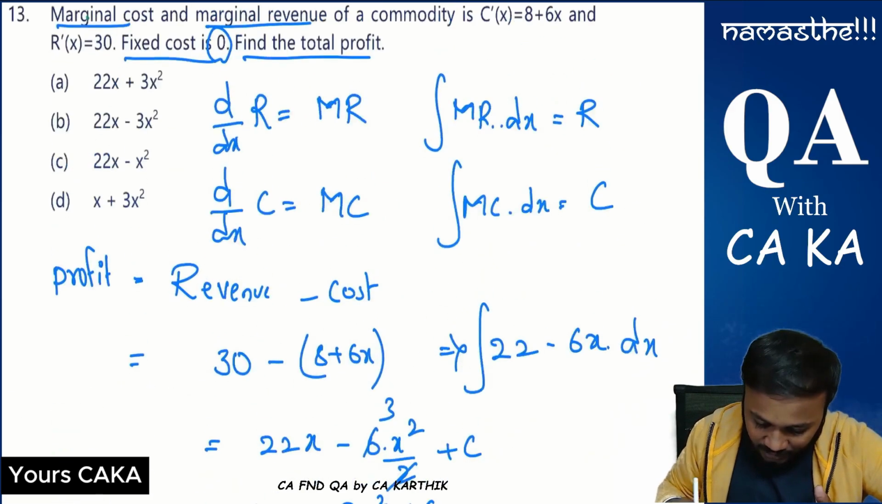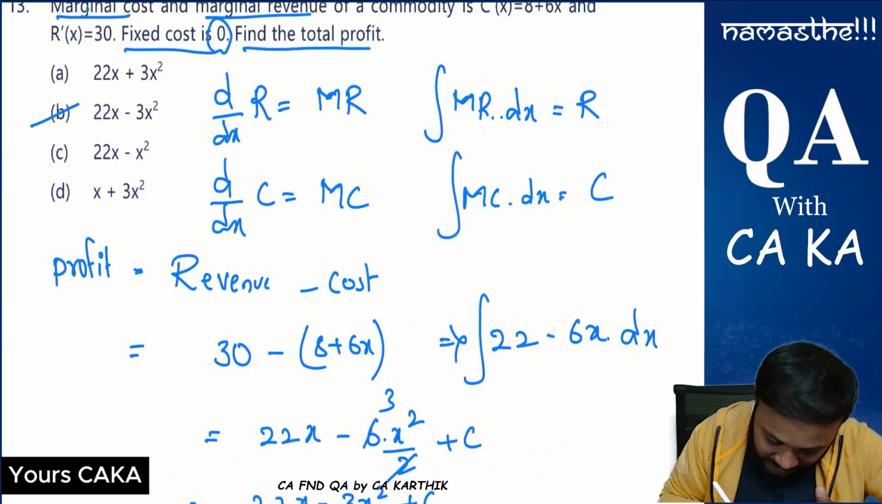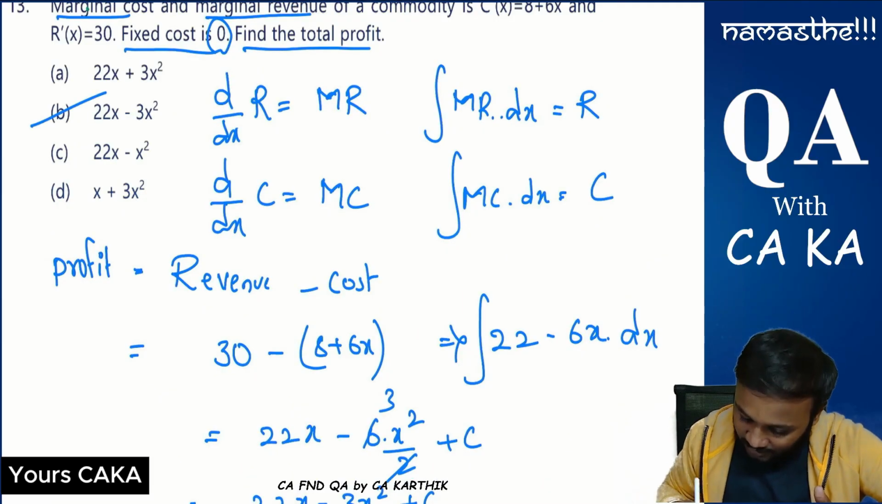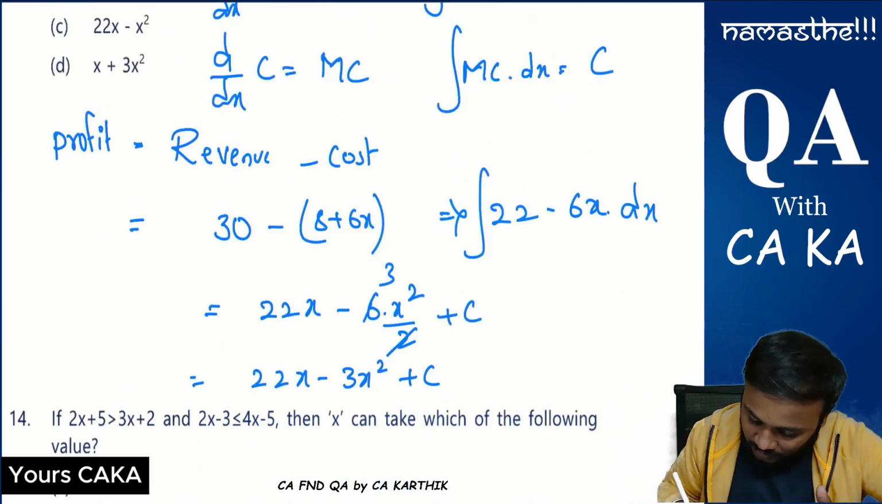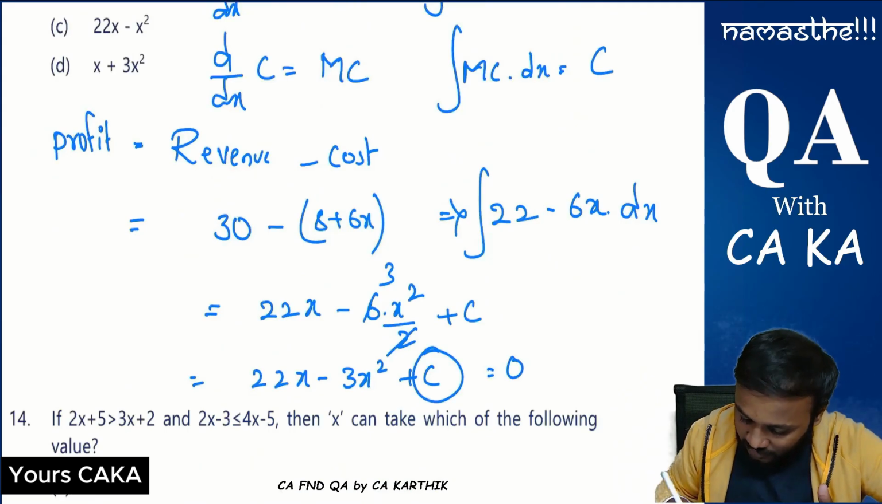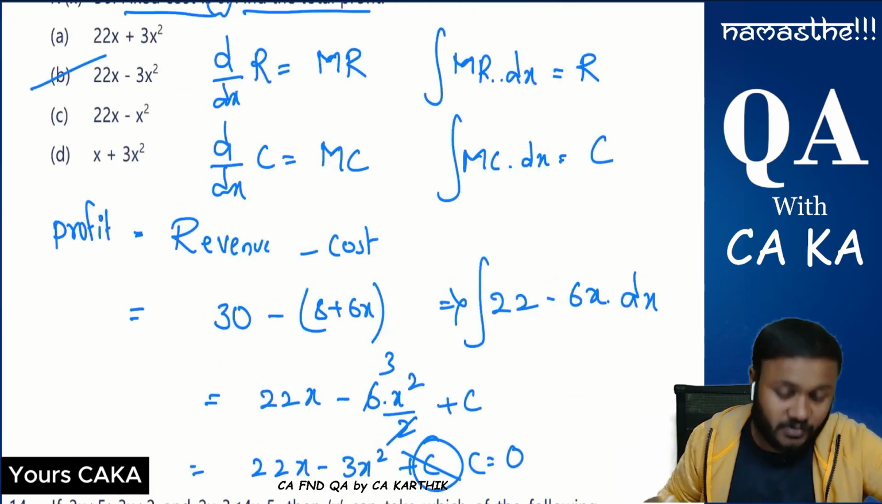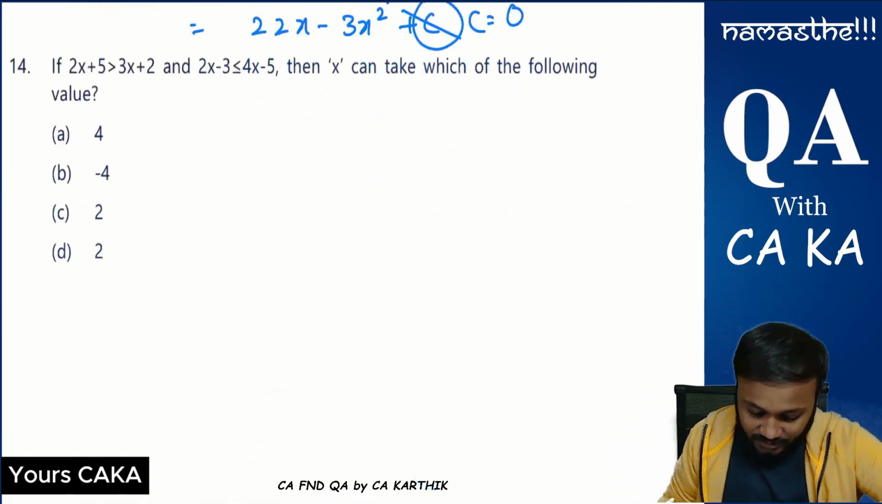Check the answer, sir. 22x minus 3x square. This is right. But what about c, sir? If you hear, fixed cost is 0, so c will be 0. Like c is equal to 0. So you can strike off this. You'll get 22x minus 3x square, which is matching with option B. That is your right answer.